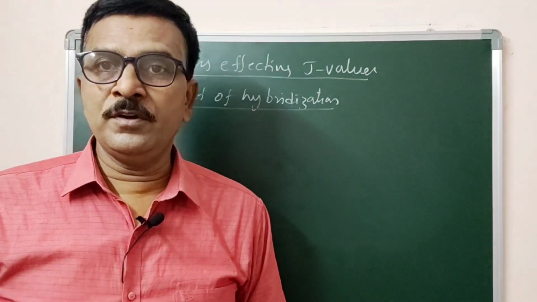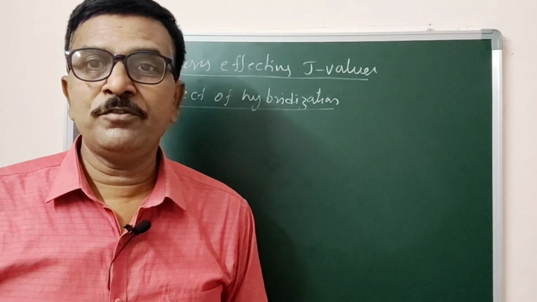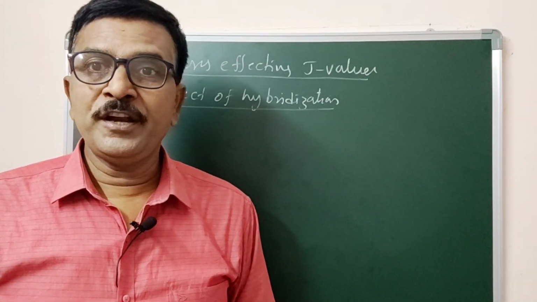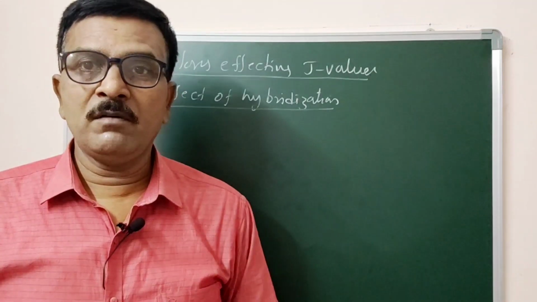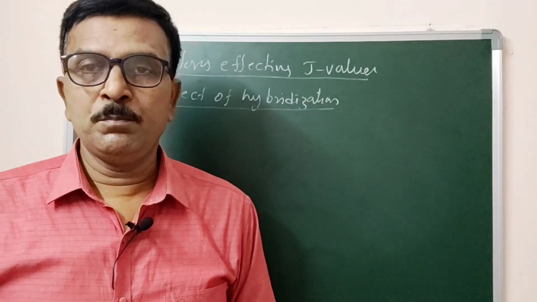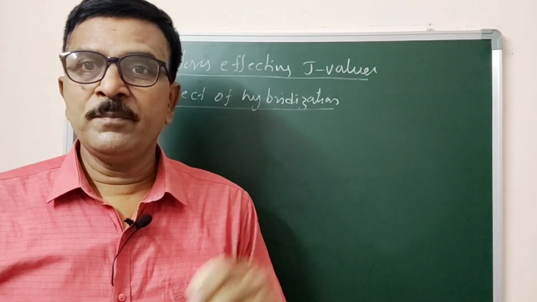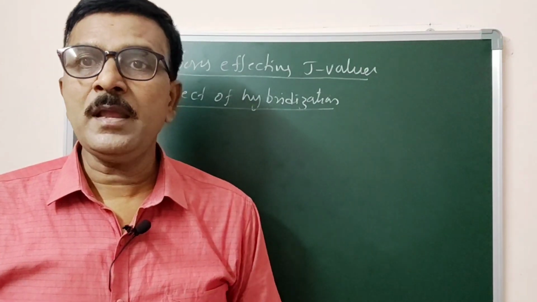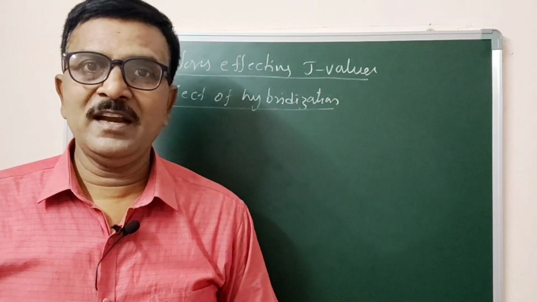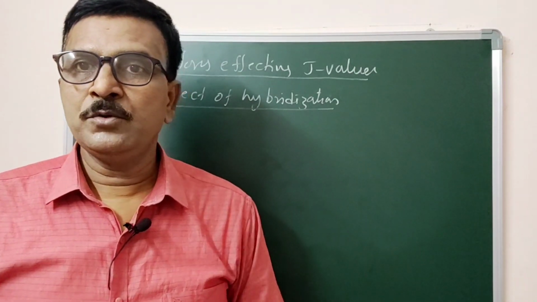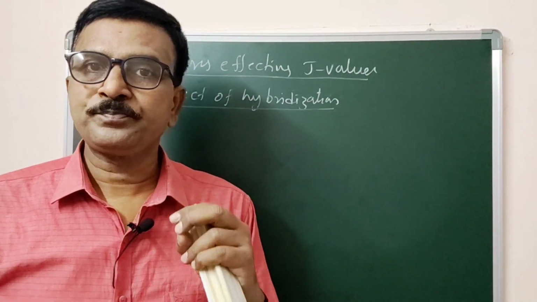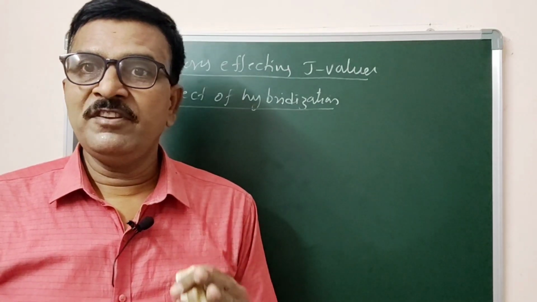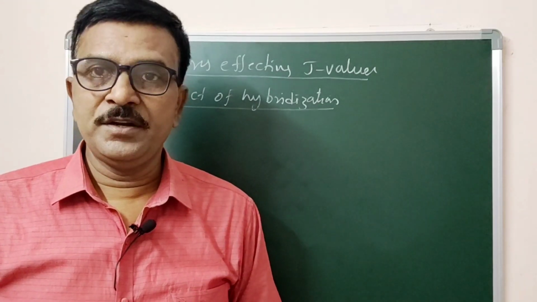Now we have studied the types of spin-spin coupling and observed that there are different types depending upon the number of bonds present between the coupled protons. The couplings may be geminal, vicinal, or long range. So we have three types of couplings. Now coming to the effect of hybridization, among all types of coupling, particularly the geminal coupling constant.